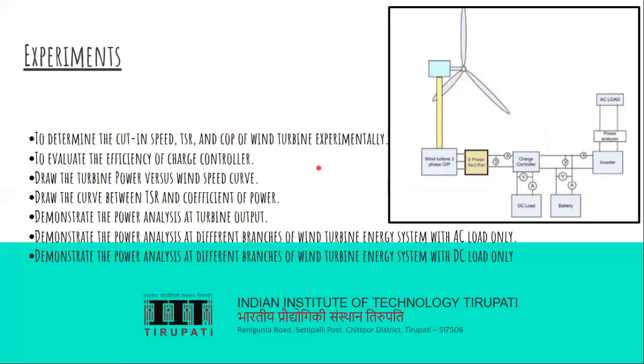Here the graphs between power and wind speed can be identified, and the graph between the TSR and the coefficient of power can also be drawn. The power analysis at the turbine output and at each and every component can be done by using this wind energy training system. By doing all these experiments, one can identify the importance of the wind energy training system.